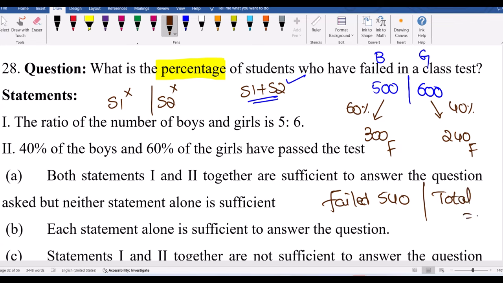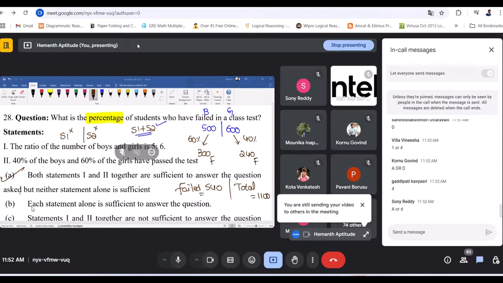Boys plus girls in the class, 1100. So we can get the percentage, obviously. I'll take 50, 60 means 54, here 110. 54 out of 110 or 540 out of 1100, the percentage will be the same. Together sufficient, I can say.